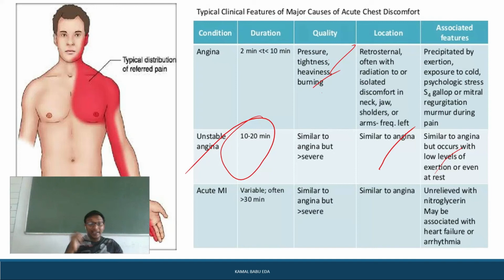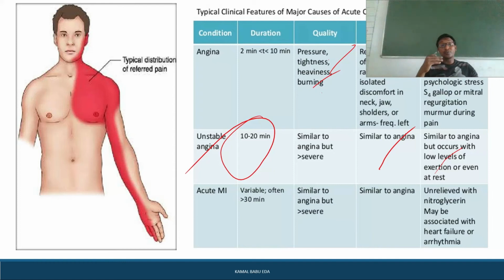But in acute myocardial infarction, the pain stays for more than 30 minutes. It is similar in quality to angina, but more severe when compared to angina or unstable angina. The location is also the same, the retrosternal area, and it can be radiated to the jaw, neck, shoulders or arms. Coming to the associated features, the pain is unrelieved with nitroglycerin, and it is associated with heart failure as well as arrhythmia.